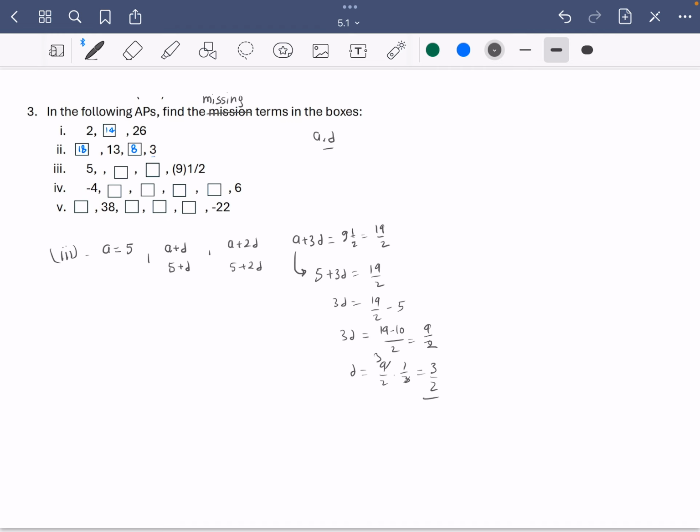So if I know the common difference, that is d, 3 over 2, I can find out the other terms. So I have to find out this one and this one. So this one is going to be 5 plus 3 over 2, that is 5 times 2, 10 plus 3 over 2, which is going to be 13 over 2. And this one here is going to be 5 plus 2 times 3 over 2, which is going to be 5 plus 3, which is 8. So these terms are going to be 13 over 2 and 8.